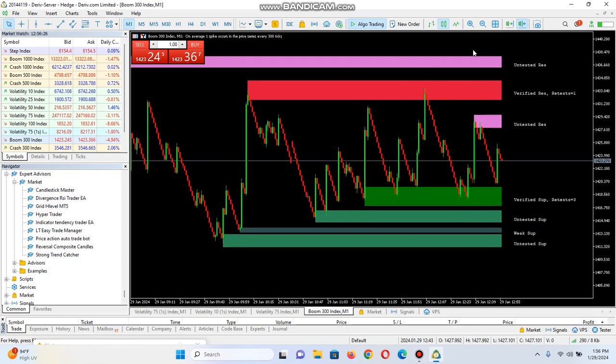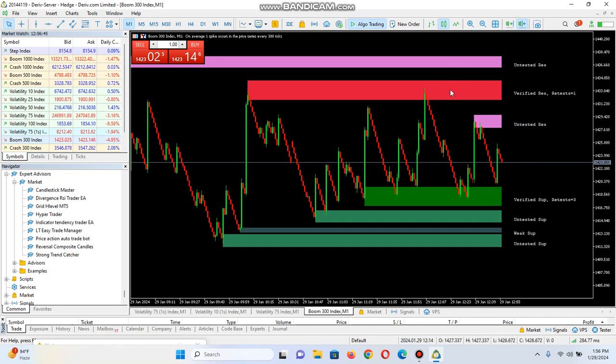If you check here now, you see all these lines, you see this color, you see this color. This one is untested resistance. This one is verified resistance. This one is also untested resistance. Then coming to the support area, we have the verified support, we have untested support, we have weak support. As we have weak support, that is how we have weak resistance as well.